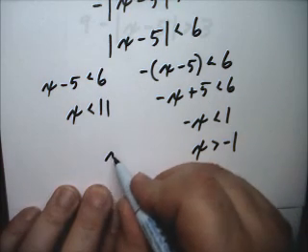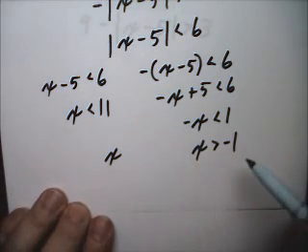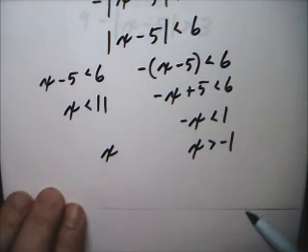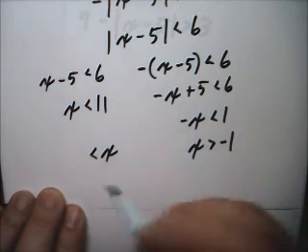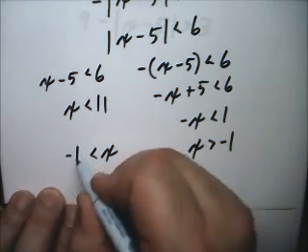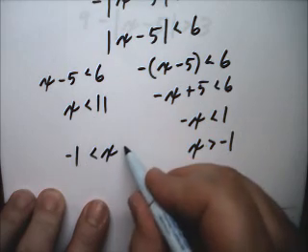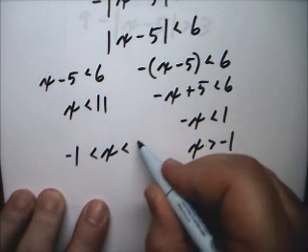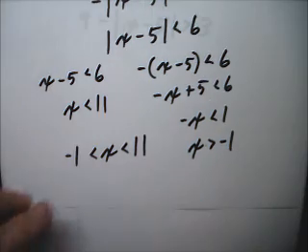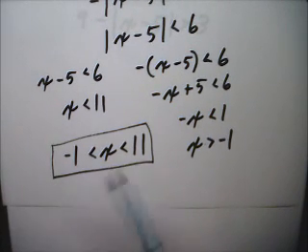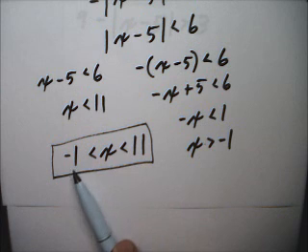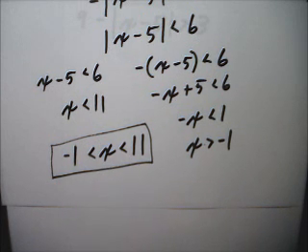compound inequality. There's the x, and start out with the lesser number, so the wide open side toward the x and the pointy side toward the negative 1, and the pointy side toward the x and the wide open side toward the 11. This is the answer. X is greater than negative 1 and x is less than 11.